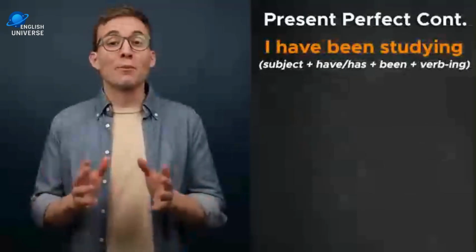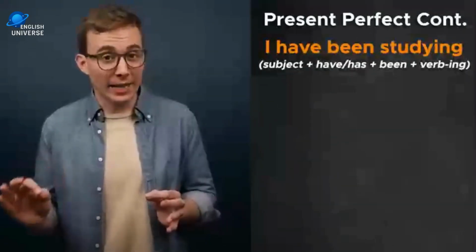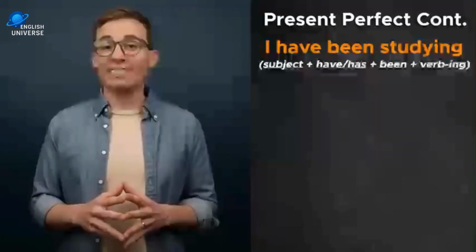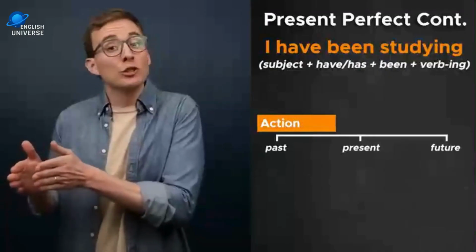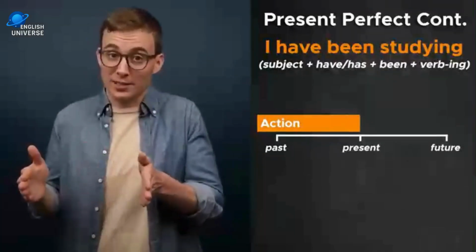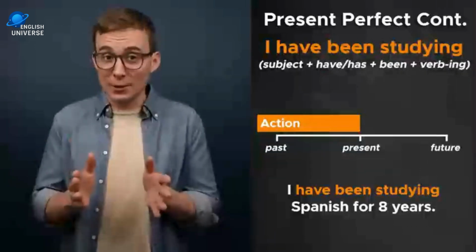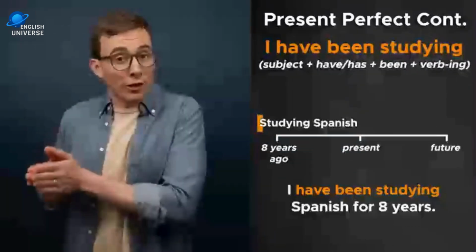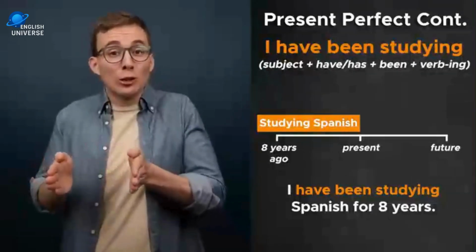And finally, the present perfect continuous. I have been studying. We use the present perfect continuous to talk about an action that started in the past and continues non-stop into the present. I have been studying Spanish for 8 years. In other words, I started studying 8 years ago, I never stopped, and I'm still learning now.